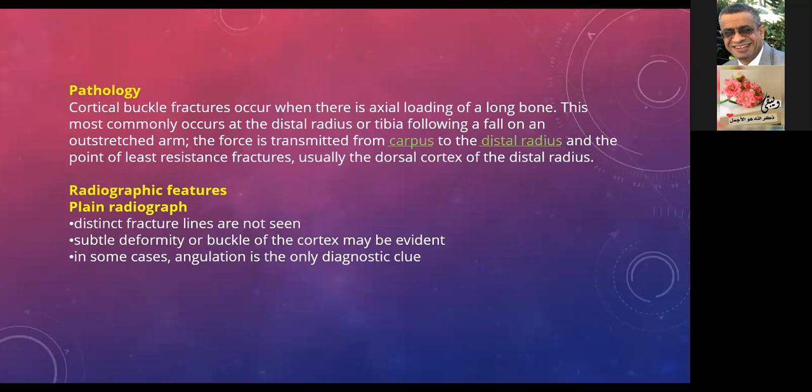Cortical buckle fractures occur when there is axial loading on the long bone. This most commonly occurs at the distal radius or tibia following a fall on an outstretched arm. The force is transmitted from the carpal bones to the distal radius, resulting in a buckle fracture, usually of the dorsal cortex of the distal radius. On plain radiography, distinct fracture lines are not seen. Subtle deformity or buckling of the cortex may be evident. In some cases, angulation is the only diagnostic clue.